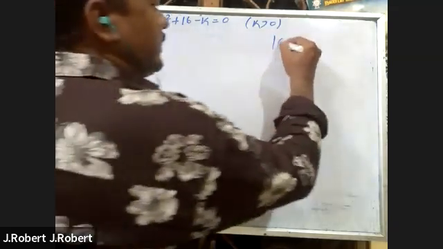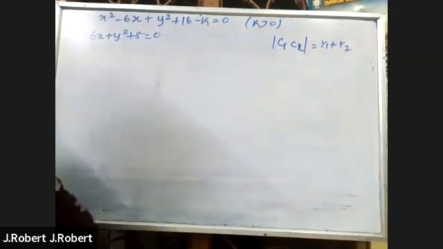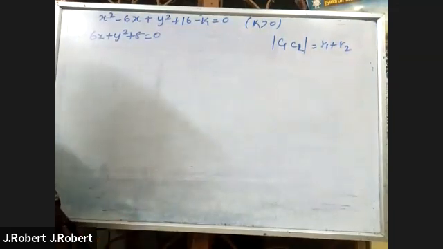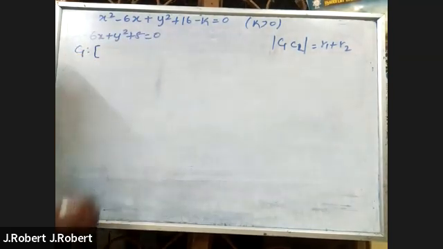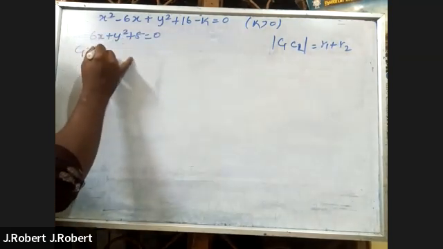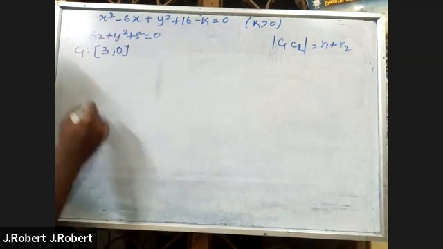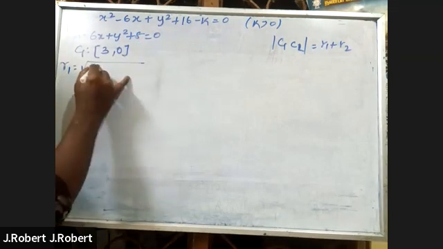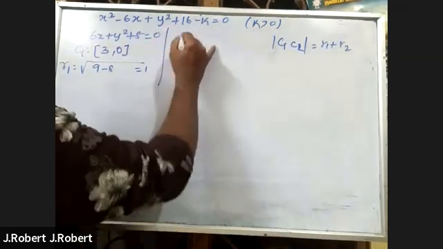Then the condition we know that the modulus of C1 C2 is equals to R1 plus R2. If it is satisfied, I know that the circles touch each other. That is the basic condition. When two circles touch each other, then the condition is C1 C2 equals R1 plus R2. We have two circles. From this we can find out C1, center of the first circle. இங்க minus 6 இருக்கு. அப்ப therefore I can say this as 3. There is no y part. Therefore C1 is 3, 0. Then the radius R1 is square root of 3 square 9 minus 8, which is equals to 1. The next condition, second circle, C2.